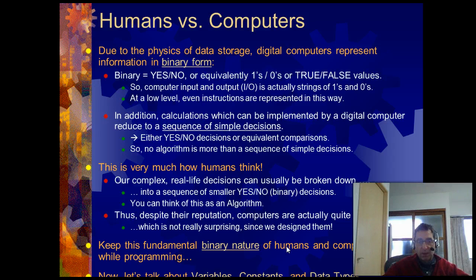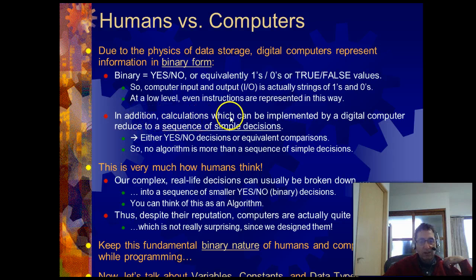Okay, humans versus computers. Due to the physics of data storage, digital computers represent information in binary form. Because of the physical nature of it, we're talking about circuits that are off or on. So that's yes or no. So that means it's binary. Binary equals yes or no, or equivalently 1 or 0, or true and false. So the computer input and output is actually strings of ones and zeros.